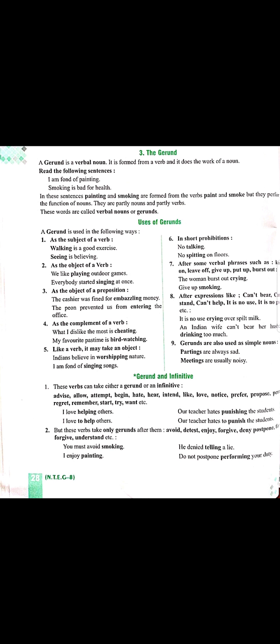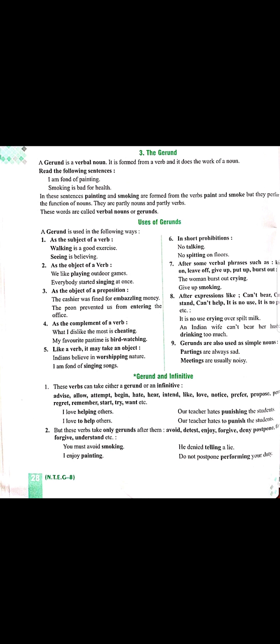Okay. As a complement of a verb. Complement of a verb means coming at the end of the sentence and relating to the verb. What I dislike the most is cheating. So what do you dislike? Dislike is your verb. What do you dislike the most? Your answer is cheating. It is working here as a complement, coming at the end.